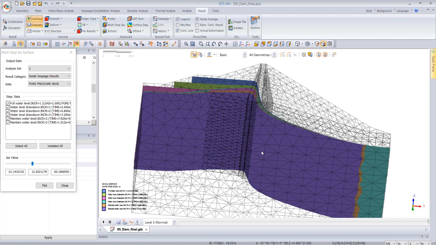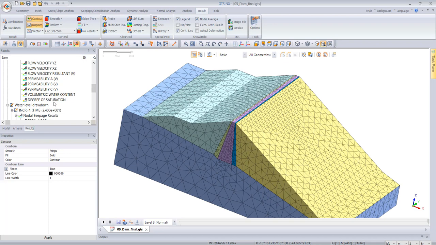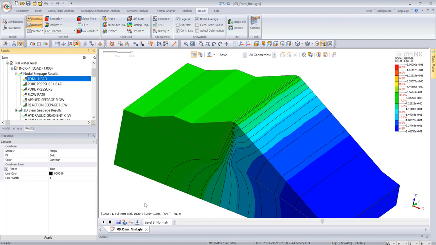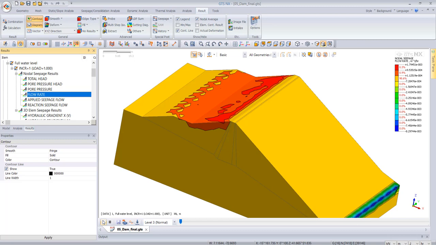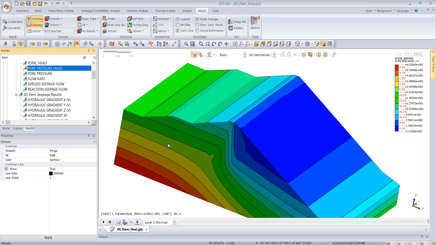We also can show here the total head, and we can start to show the development of the total head here. We can show the flow rate. We can show here pore water pressure head, as we can see here.